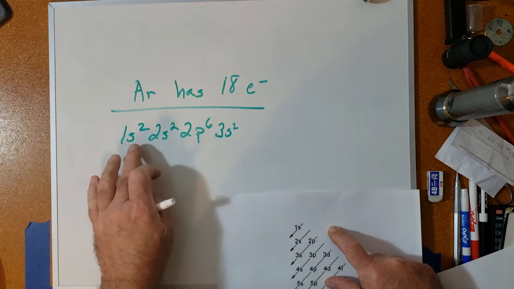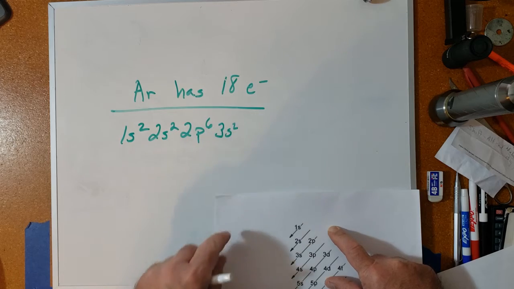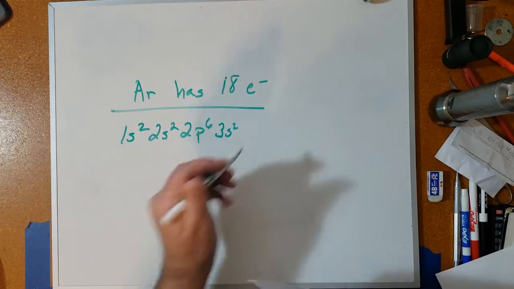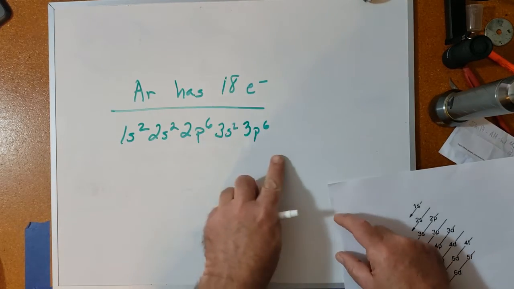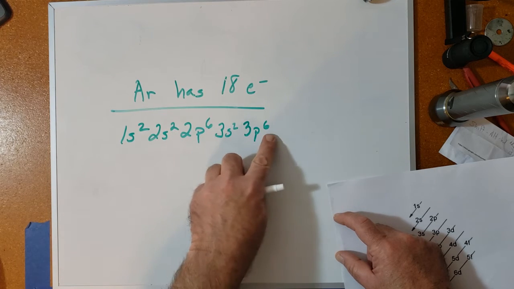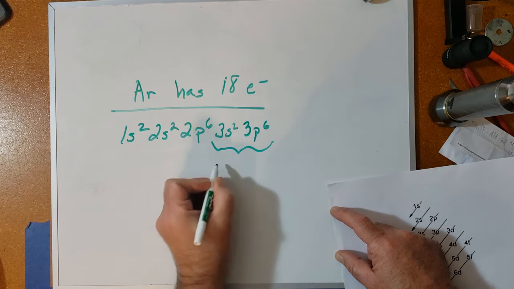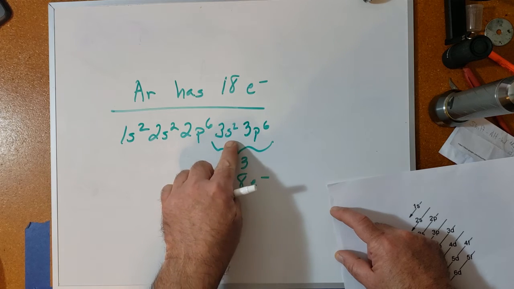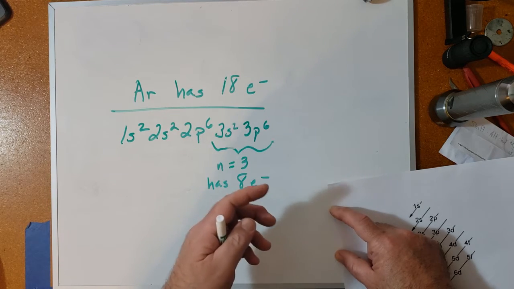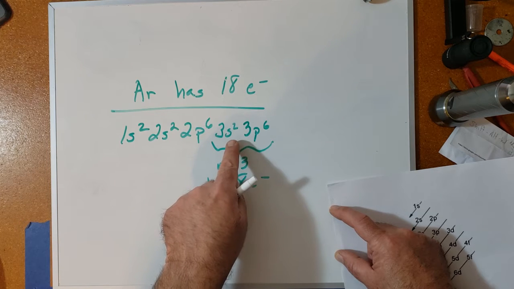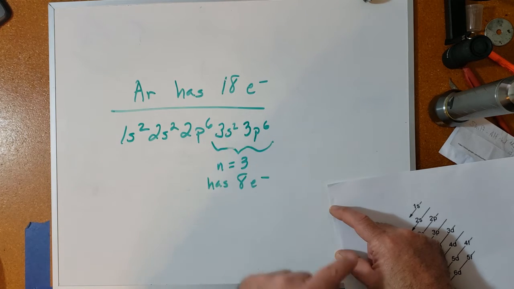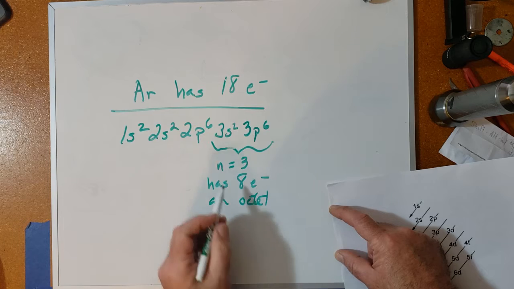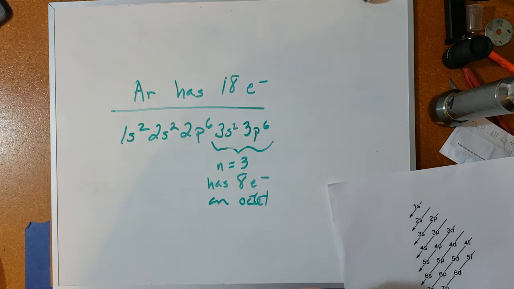3s2. All right, that's a total of 2, 4, 10, and 12. So we need to add 6 more. And after the 3s goes 3p. 3p6. So there's all 18 electrons: 2, 4, 10, 12, 18. And the highest energy level, n equals 3, has 8 electrons. The s holds 2 and the p holds 6. We're going to see this over and over again. An octet is represented by a full set of s and p orbitals. So we would say that argon has 8 electrons. It has an octet.